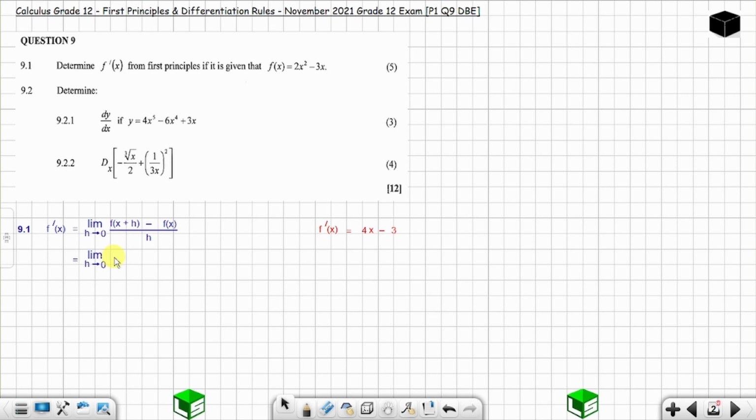And then this is what you get. Instead of x squared, you have x plus h squared. Instead of x, you have x plus h. Okay, and you still have this negative. Can you see this negative in front of 3? You have the negative in front of 3, and everything is in square bracket so that you don't confuse.